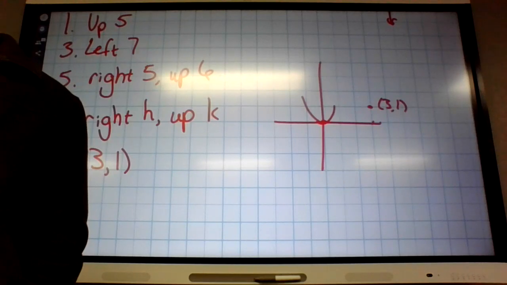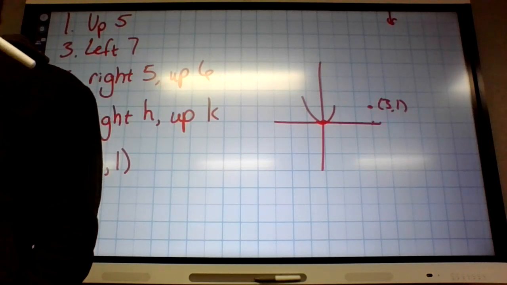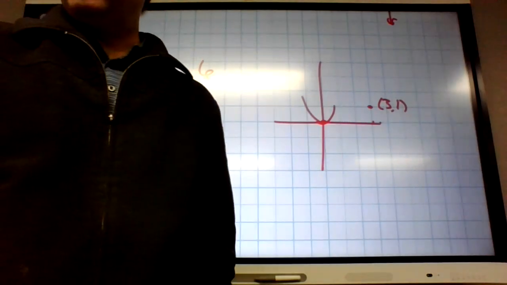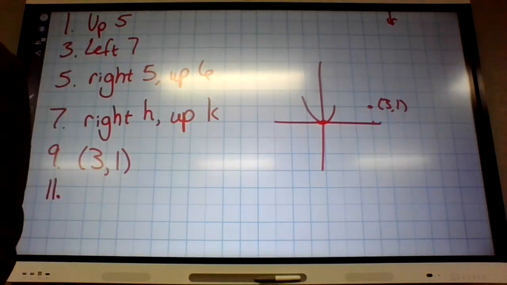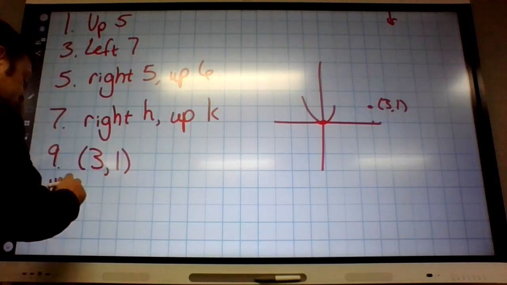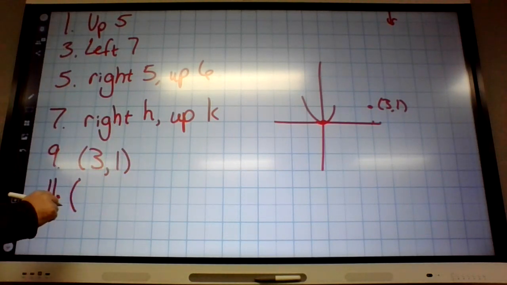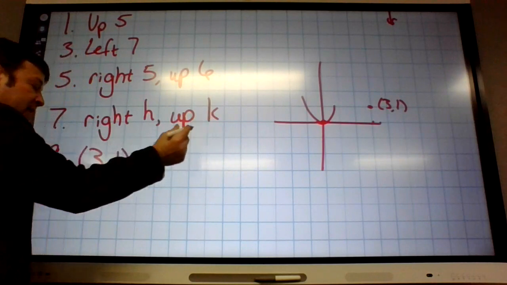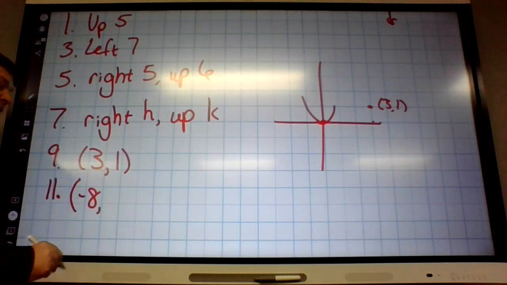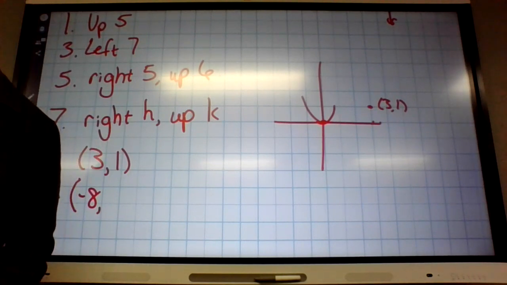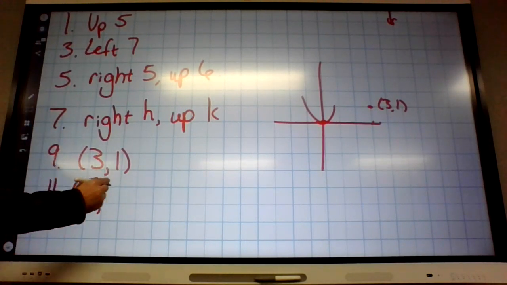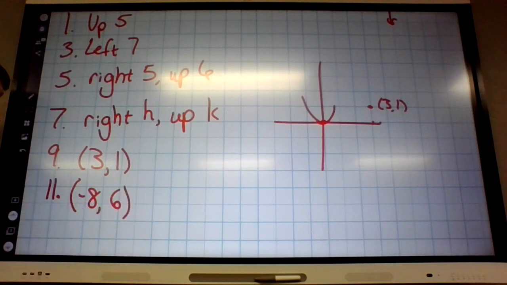So in that case, where would number 11 be? Plus 8 would make it move left 8. So if it's left 8, what are we going to put? -8. It's like -8 on the x-axis. And plus 6 means up 6, so that's positive 6.